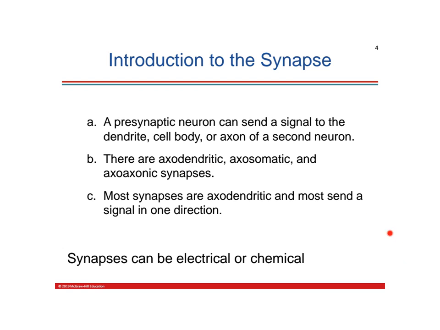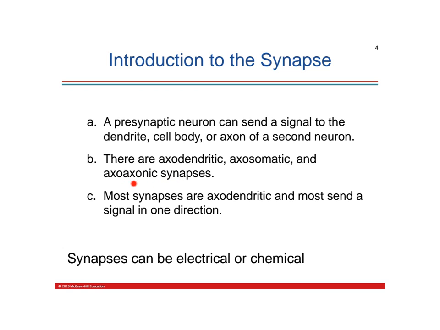But of course, also quite common are axosomatic synapses. These are synapses from a presynaptic cell or neuron onto the soma or cell body of the postsynaptic cell. And finally, axoaxonic synapses.